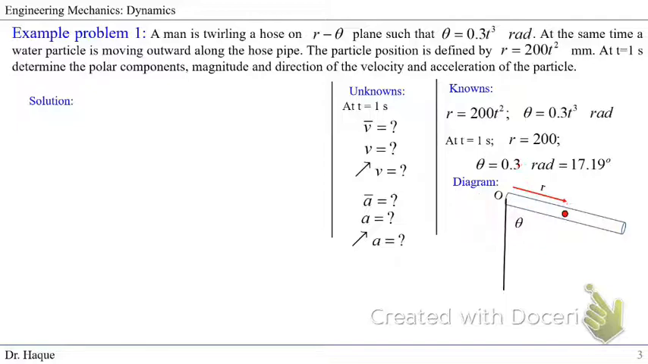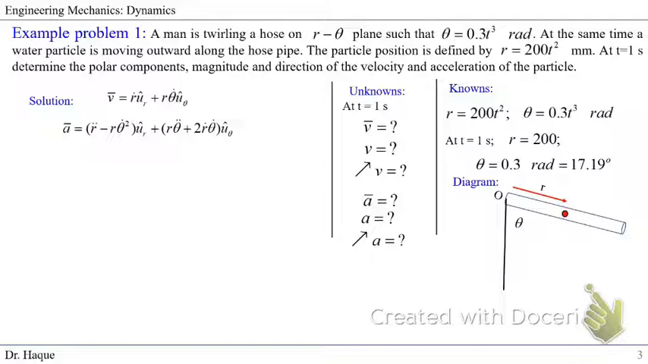So let's solve the problem. We know the formula: velocity equals r dot times the unit vector in the r direction, plus r theta dot times the unit vector in the theta direction. Same, we have the equation for acceleration.